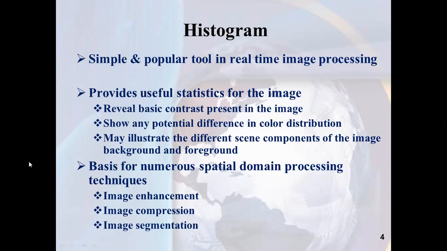And also the histogram can be used for image compression, where the pixels of higher occurrence can be represented by a low number of bits and so on, which is, for example, similar to the Hamming code.